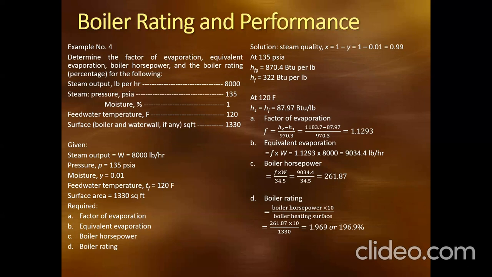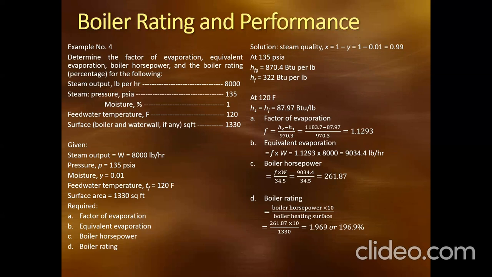At 135 PSI absolute, from the steam table, H of fg is 870.4 BTU per pound, H of f is 322 BTU per pound, and at 120 Fahrenheit, your feed water H1 is 87.97 BTU per pound. A, factor of evaporation, F is equal to (H2 minus H1) over 970.3, which is (1183.7 minus 87.97) divided by 970.3, equal to 1.1293. This is your answer for A.